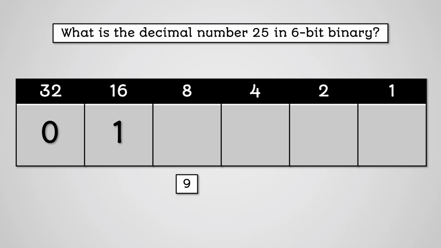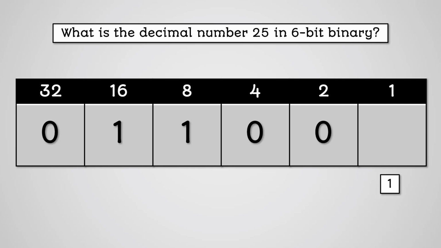Move on to the 8 column. This time we want to know, can 8 fit into 9? Yes, so we have one of these, so we put 1 in the 8 column. Now we have to take 8 away from 9, which leaves us with 1. Move on to the 4 column. Can 4 fit into 1? No, so we put a 0 in the 4 column. Move on to the 2 column. Can 2 fit into 1? No, so we put a 0 in the 2 column.